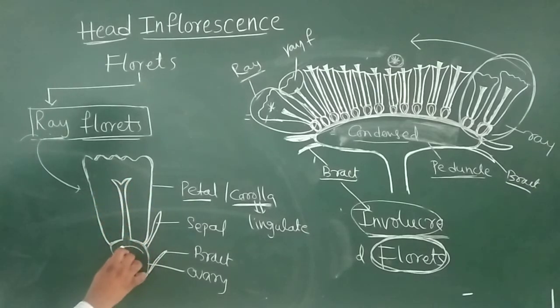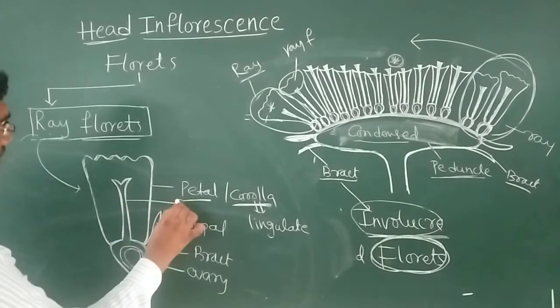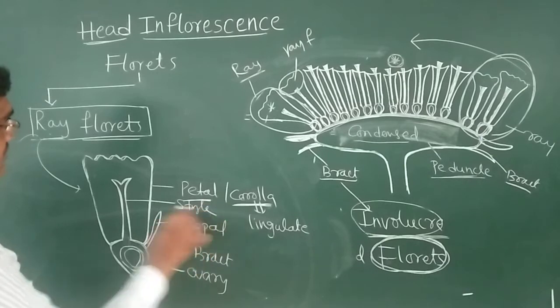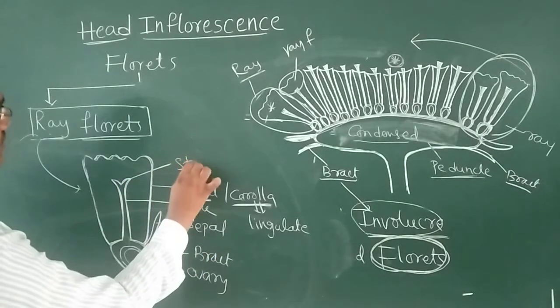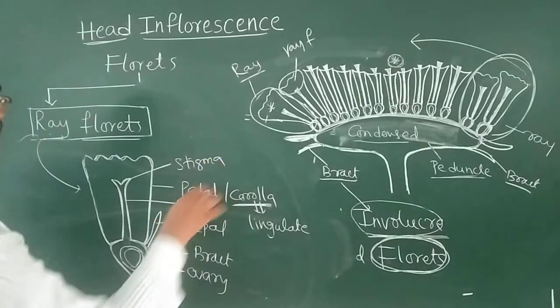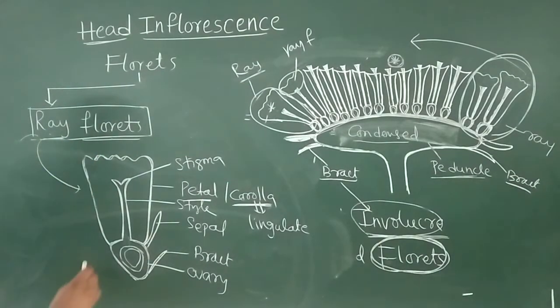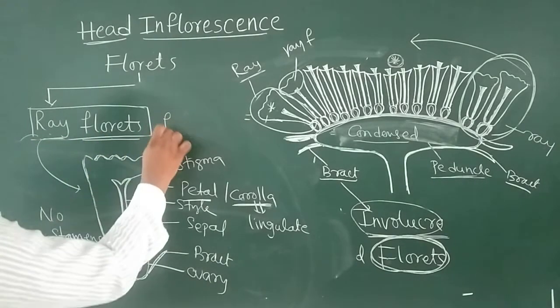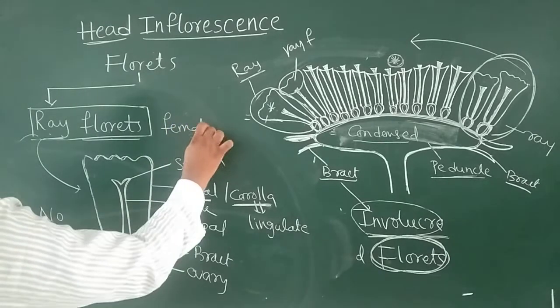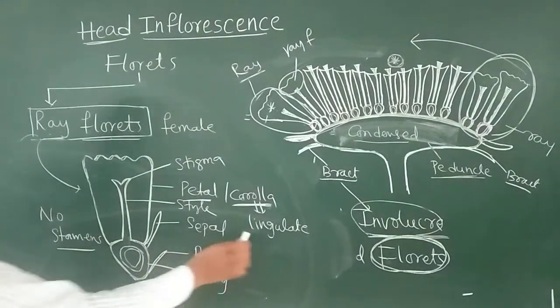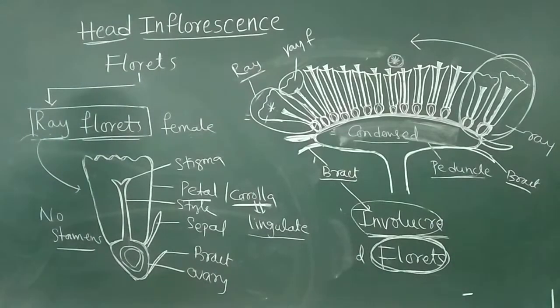This is the ovary, inside the ovary the ovule is there, this is the style, and this is the stigma. In these ray florets there are no stamens. The ray florets are female flowers with zygomorphic and ligulate flowers. So, these are the ray florets.